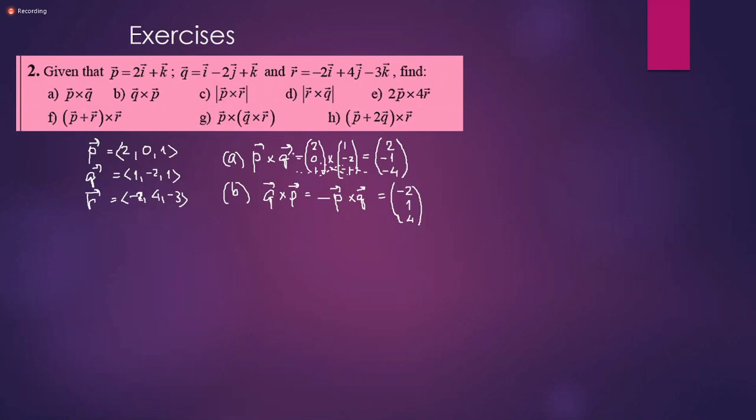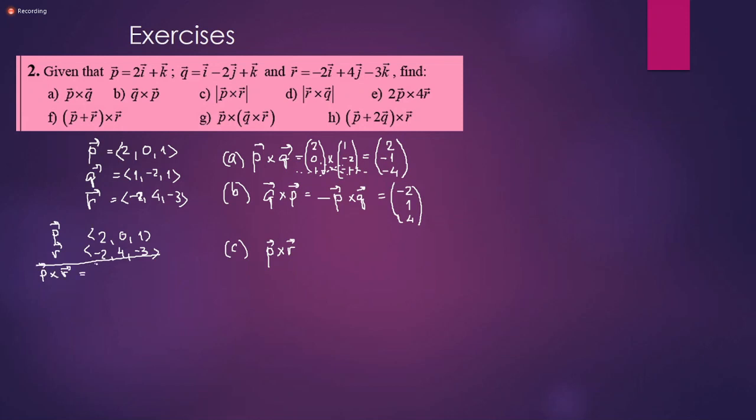C, P times R magnitude. So for that, first of all, we need to find P times R. If you want to find P times R, you could also write these 2 vectors one below the other. So P is 2, 0, 1, and R is minus 2, 4, minus 3. Vector P, vector R. And the product, P times R, now you can think.